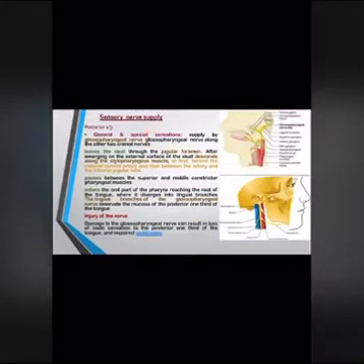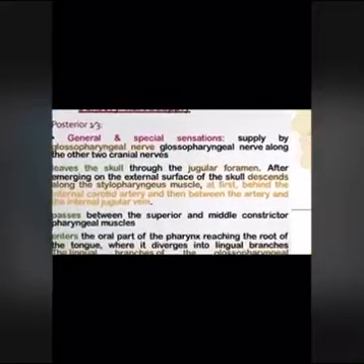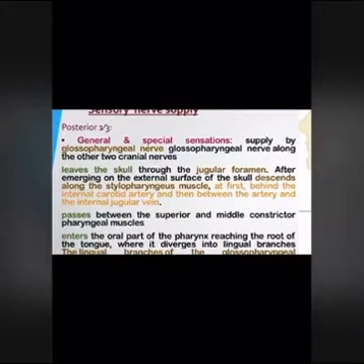Sensory nerve supply. Posterior one-third: general and special sensations are supplied by the glossopharyngeal nerve. The glossopharyngeal nerve, along with two other cranial nerves, leaves the skull through the jugular foramen and descends along the stylopharyngeus muscle.